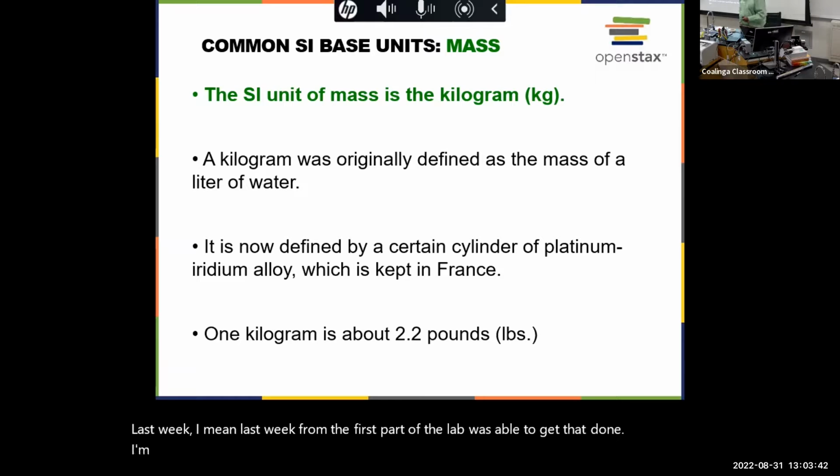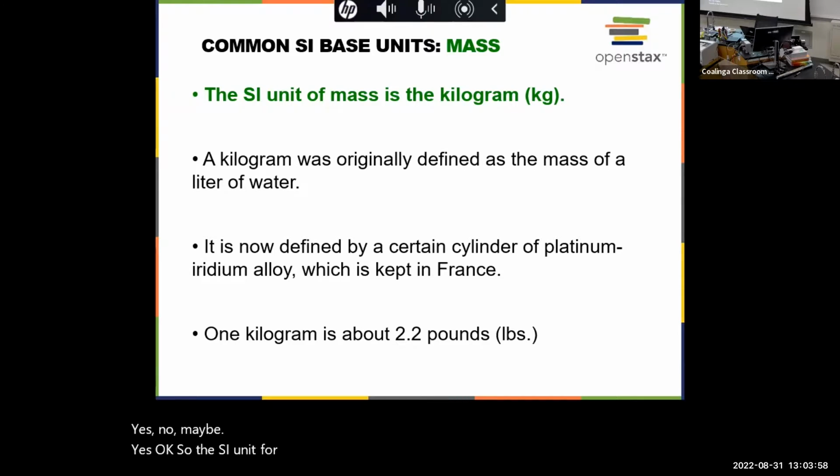Okay, so I believe we were talking about SI units. Yes. Okay, so the SI unit for mass is kilograms. And the kilogram was basically originally defined as the mass of a liter of water. So that's where it originally came from.